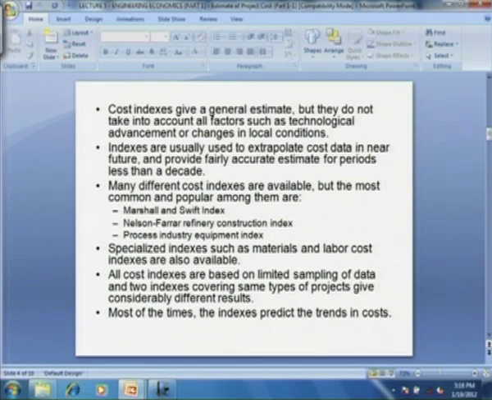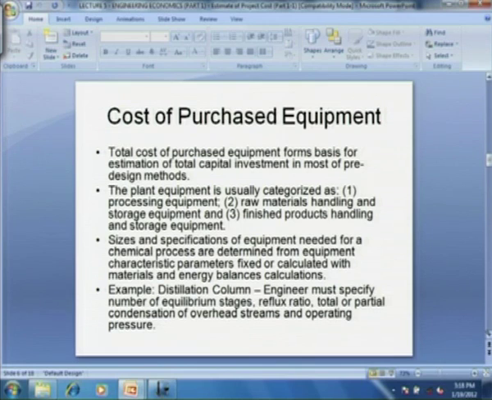All cost indexes are based on limited sampling of data, and two indexes covering the same type of project can give considerably different results. This we should keep in mind, that the indices are based on very limited data. So, the cost that we obtain through Marshall and Swift index could be significantly different than the Nelson-Farrar index. Most of the times indexes only predict the trend in the cost rather than actual quantification.